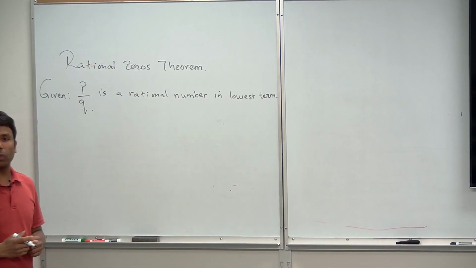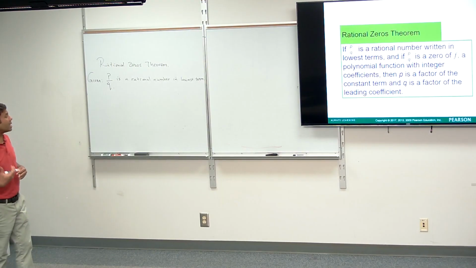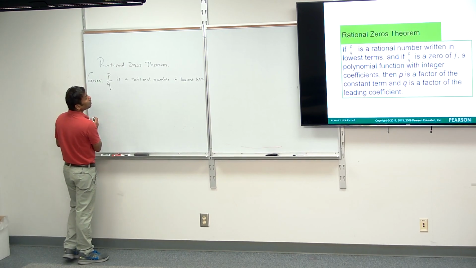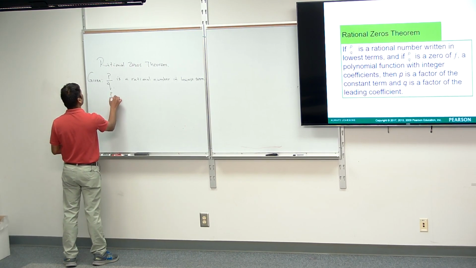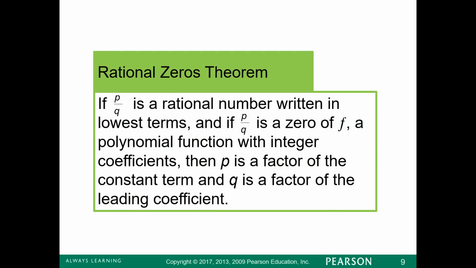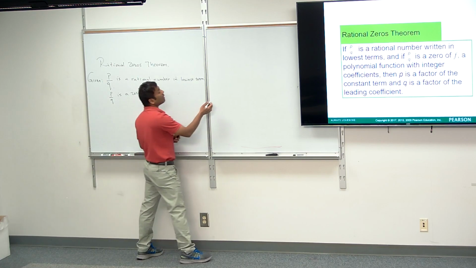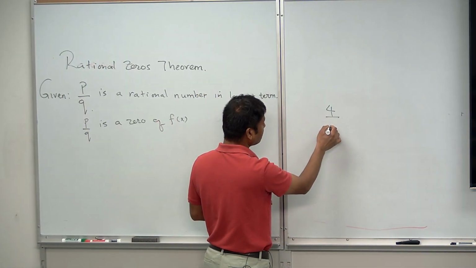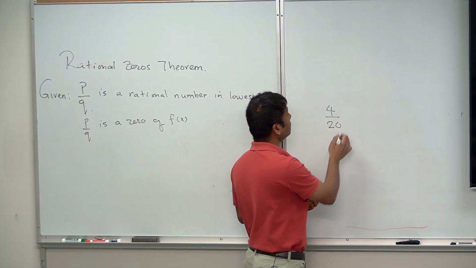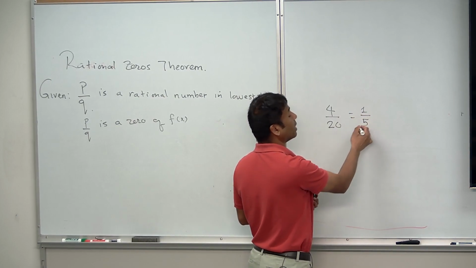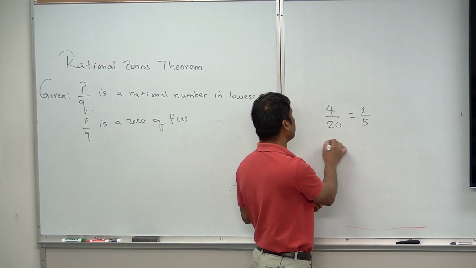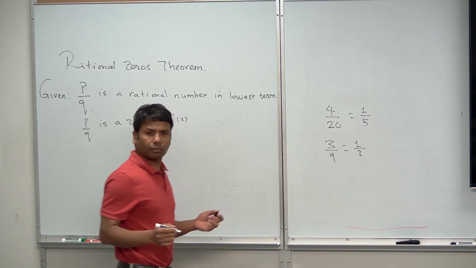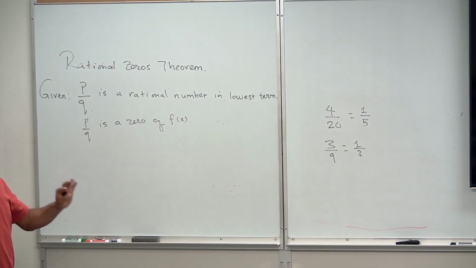So you have a P over Q, and this P over Q is a rational number in lowest terms, and it is also given that P over Q is a zero of f. So you know the lowest term, right? For example, let's say 4 over 20. What is the lowest term? The lowest term is 1 over 5. You guys know that, right? Or if you have 3 over 9, it's going to be 1 over 3. So what is given?